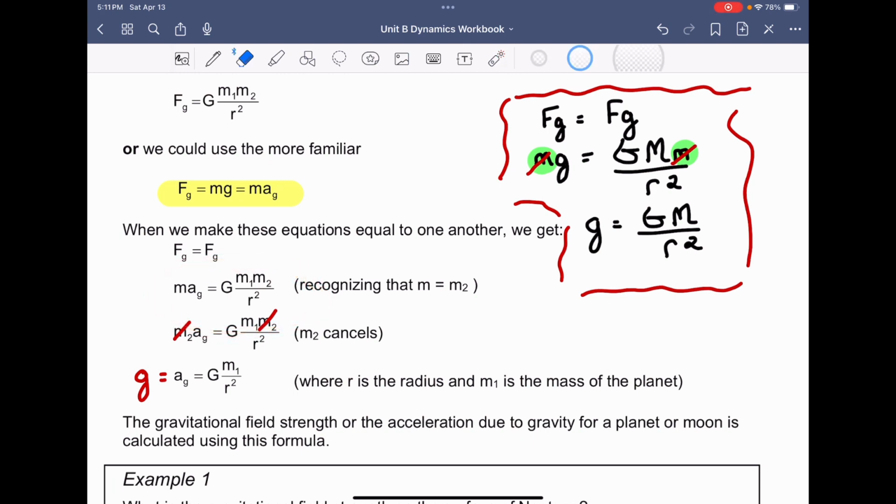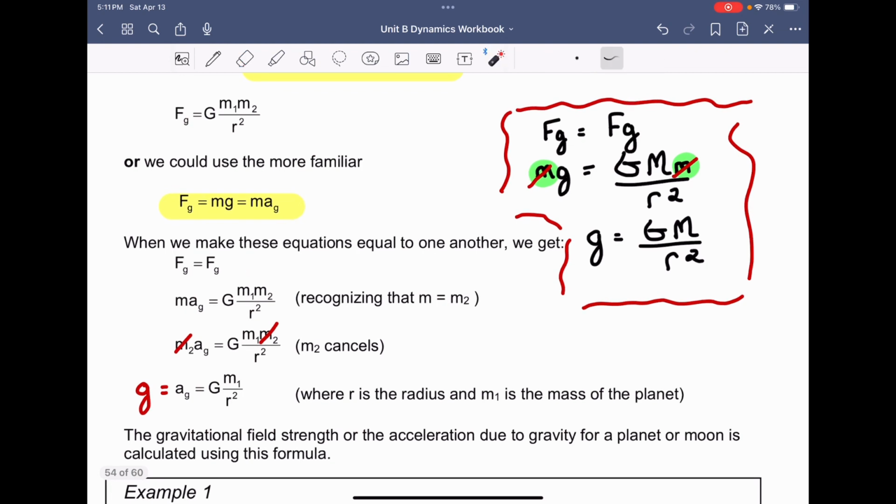I will say though, on your formula sheet, this is the way it's presented: Fg equals capital G, M1, M2 over radius squared. So if you're more familiar with the notation from the formula sheet, there it is. But if you want to use big M, little m, that's also okay, and I think that definitely helps. So the gravitational field strength can now be solved using this equation here. We can figure out how objects accelerate near any specific planet or a specific object for that matter.